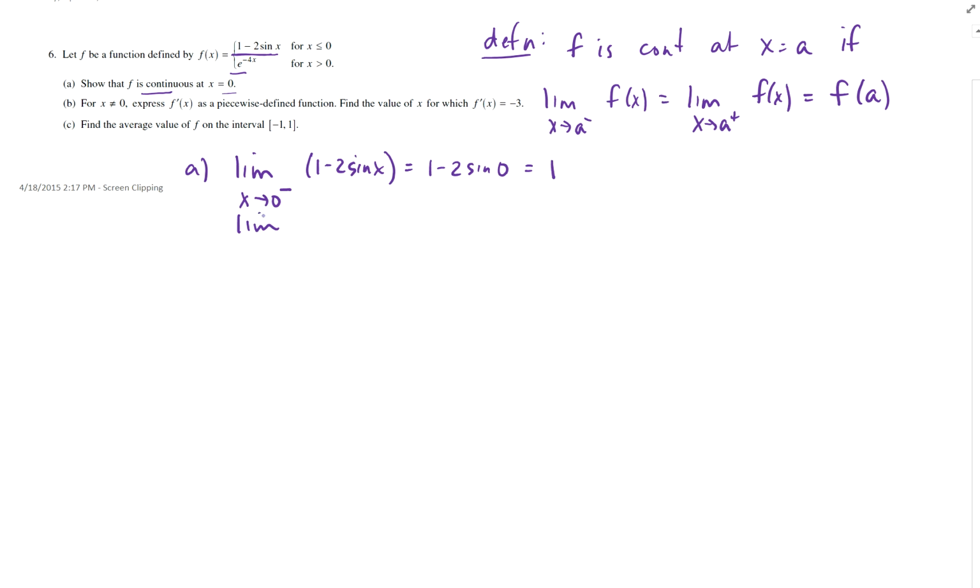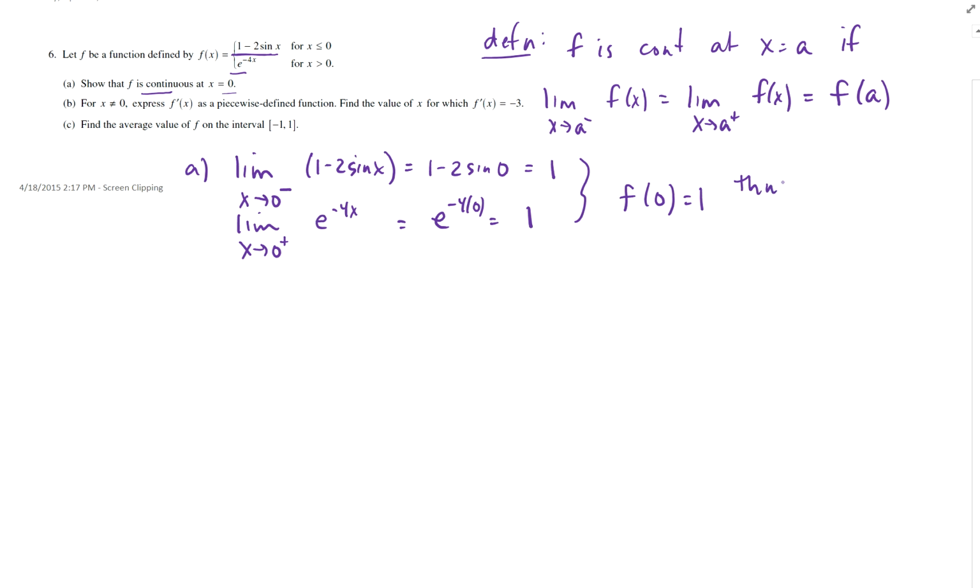The limit as x approaches 0 from the right of e to the negative 4x is e to the negative 4 times 0, which is 1. And therefore, these two combined, what is f of 0 equal to? f of 0 is equal to 1.